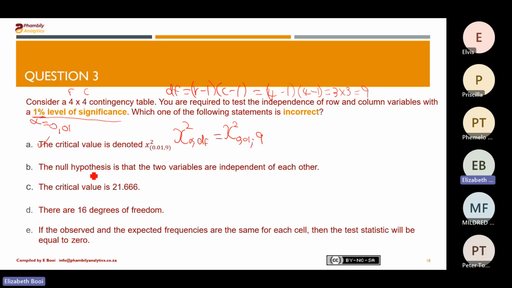The null hypothesis is that the two variables are independent. I'm going to ask you, is that correct? This time around, I need your answer. Is that statement correct?